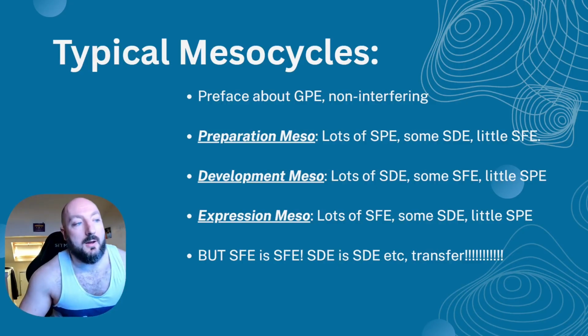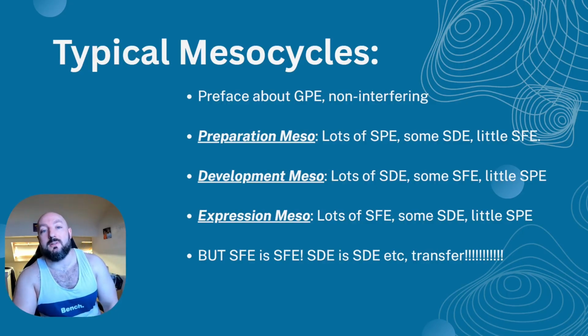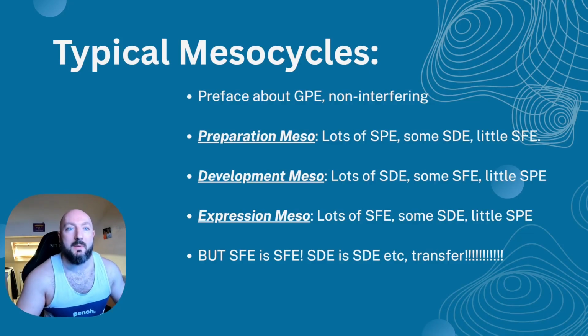Developmental mesocycle, so lots of developmental exercises, some sport form, a little bit more than what we were doing in a prep block, but a lot fewer SP movements. Now, the final block, expression or peaking as it's also called: lots and lots of competition lifts, some development exercises, and very little special preparatory exercises, so very little hypertrophy-type movements.